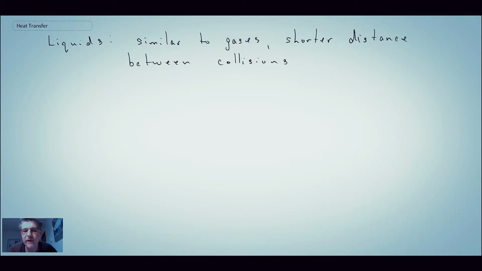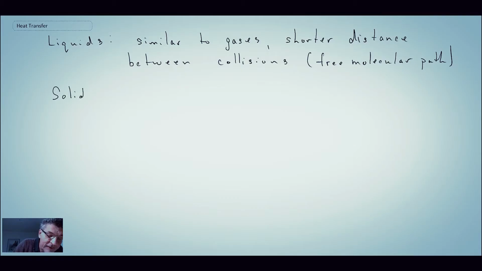Now, liquids are similar to gases. However, with a liquid, there is a shorter distance between the collisions. We refer to that as the mean free path, or the free molecular path, and that would be the distance between collisions. So in the case of a liquid, that distance is shorter, and consequently, they don't have to move as far to have a collision. And then finally, the material that conduction quite often applies to is solids.